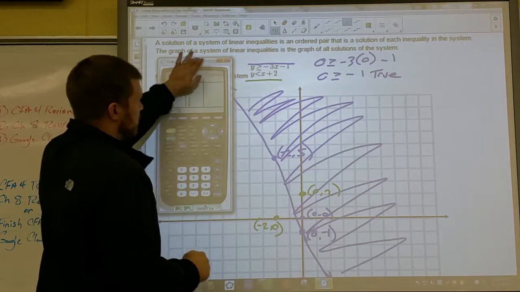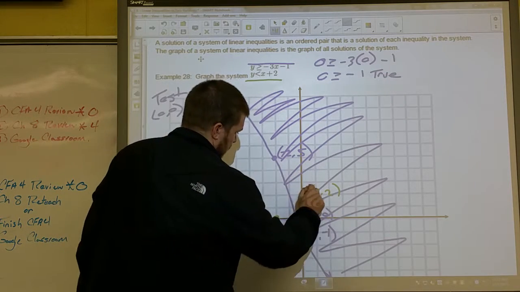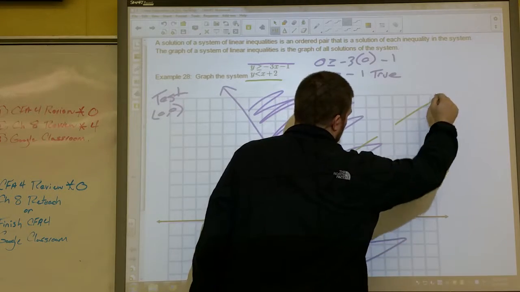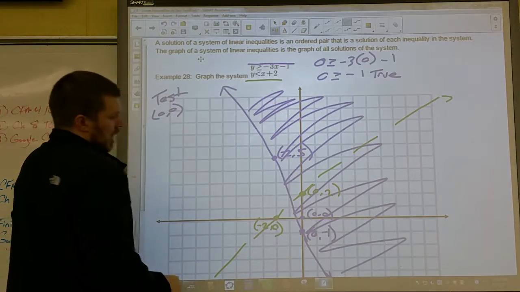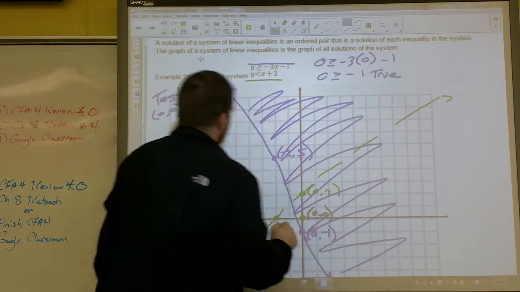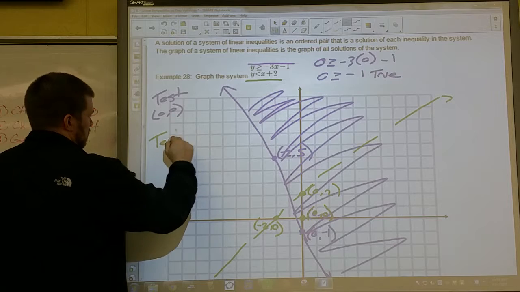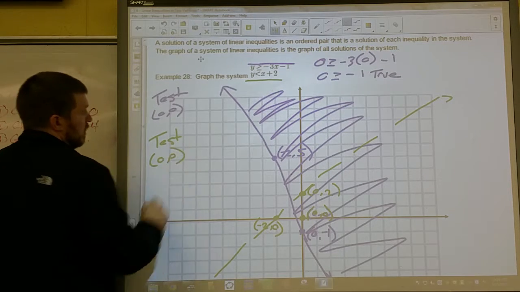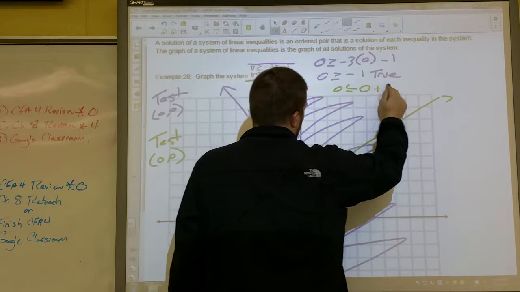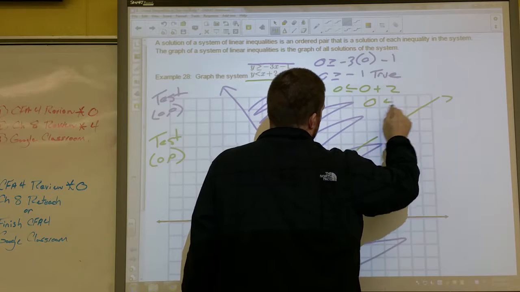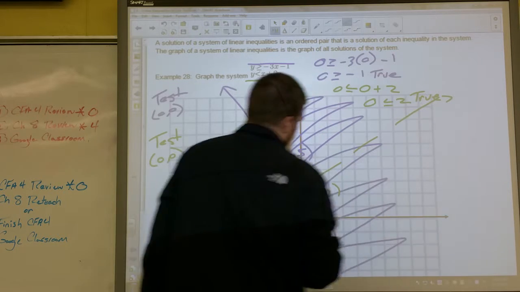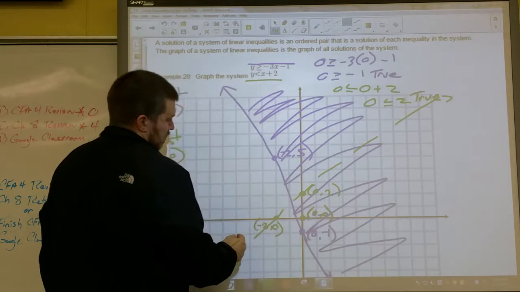And I'm going to draw a dotted line connecting those 2 points as best as I can. So something sort of like this, just a sketch. And again, 0, 0 is here. It does not live on my boundary line, so I can test it for the bottom inequality. So I have 0 less than or equal to 0 plus 2, which means 0 is less than or equal to 2. That's true. So I'm going to shade on this side of the inequality.